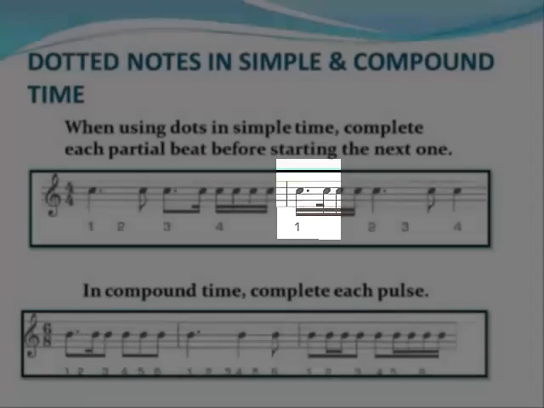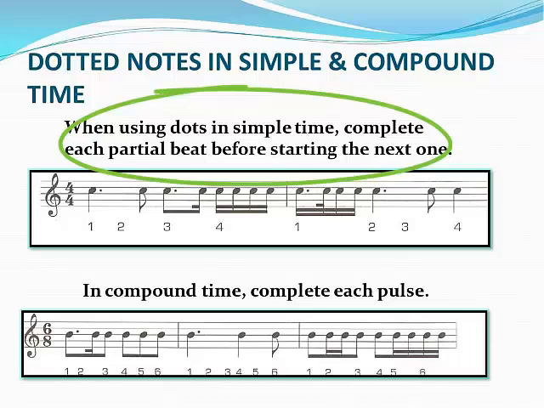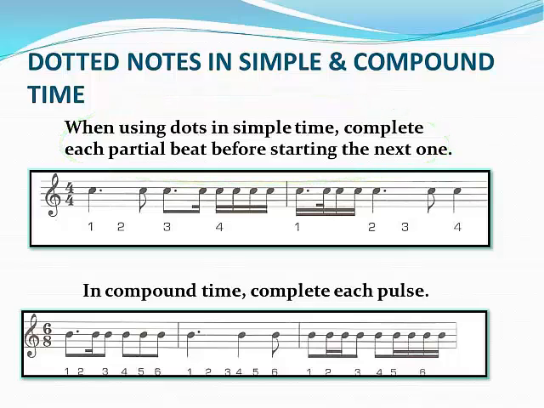When you're using dots in simple time, you must complete each partial beat before starting the next one. You should still be able to draw beat bubbles so you can see each individual beat as much as possible.